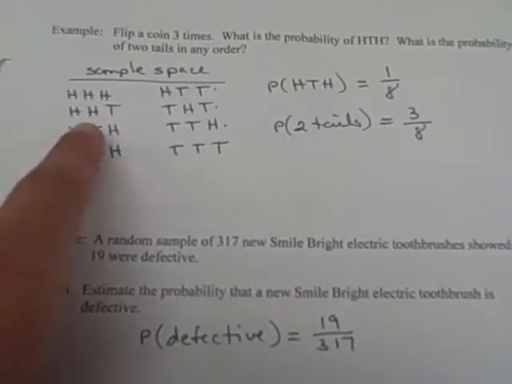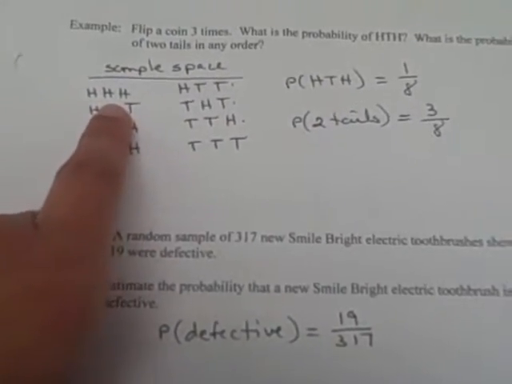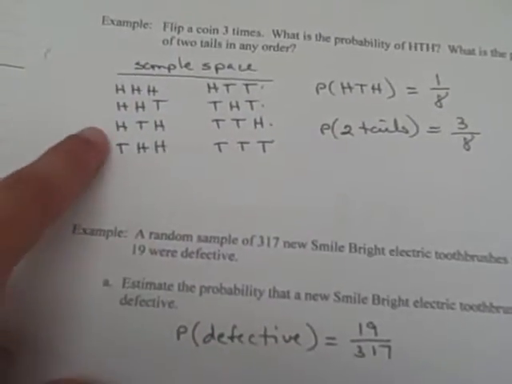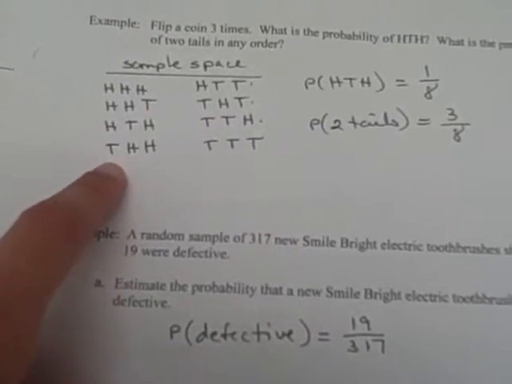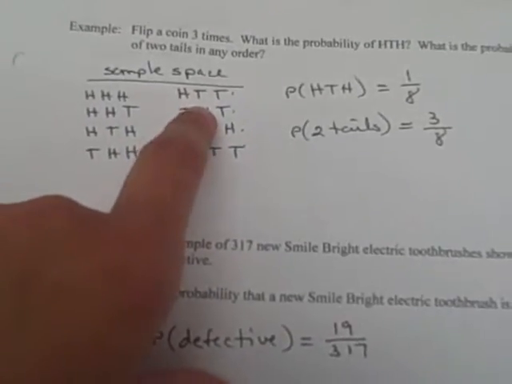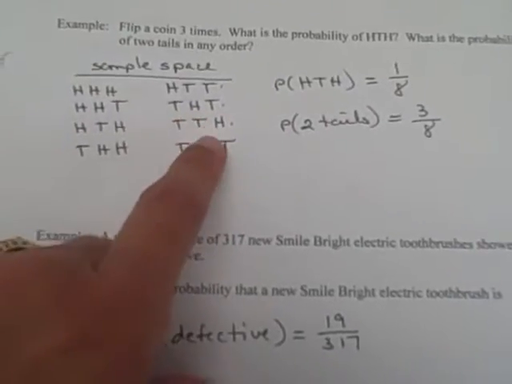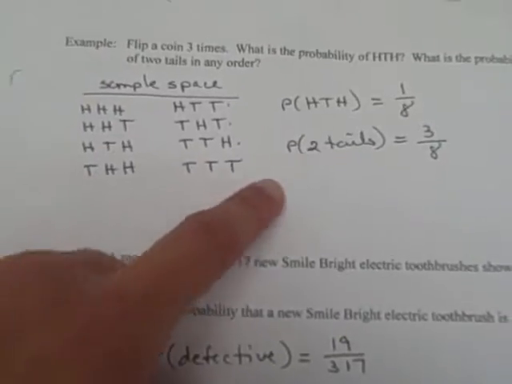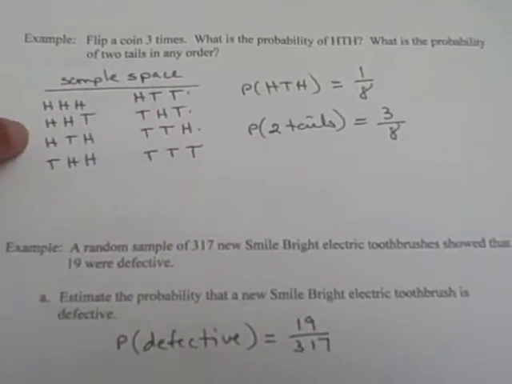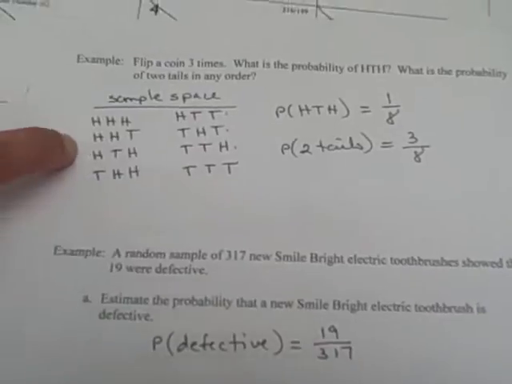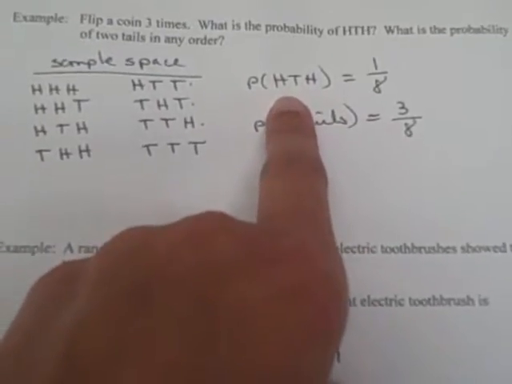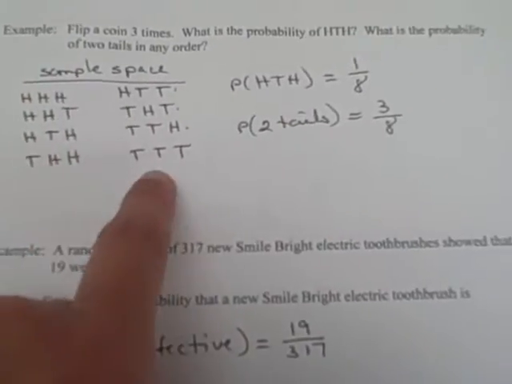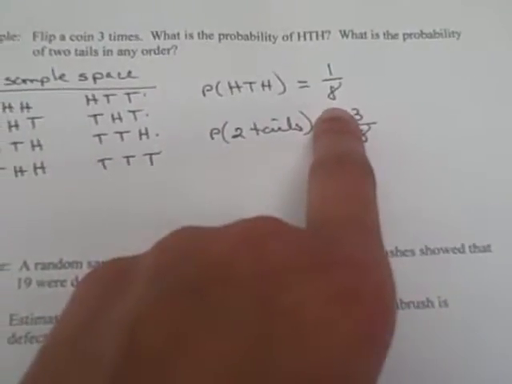So when I flip a coin 3 times, I can get heads, heads, heads; heads, heads, tails; heads, tails, heads; tails, heads, heads; heads, tails, tails; tails, heads, tails; tails, tails, heads; tails, tails, tails. So these are all possible outcomes if you flip a coin 3 times. Now, our first question asks, what's the probability of heads, tails, heads? Well, this only occurs once out of the 8 outcomes, so that probability is 1/8.